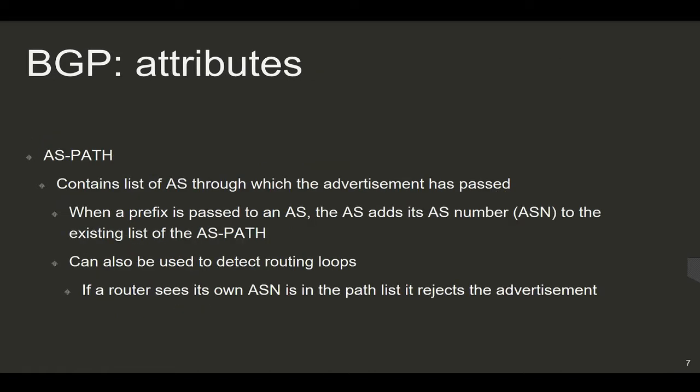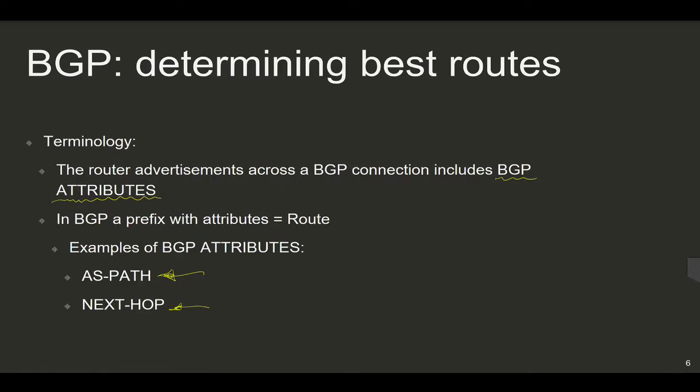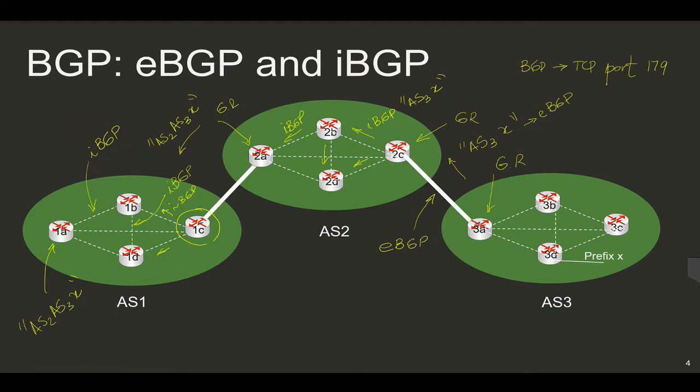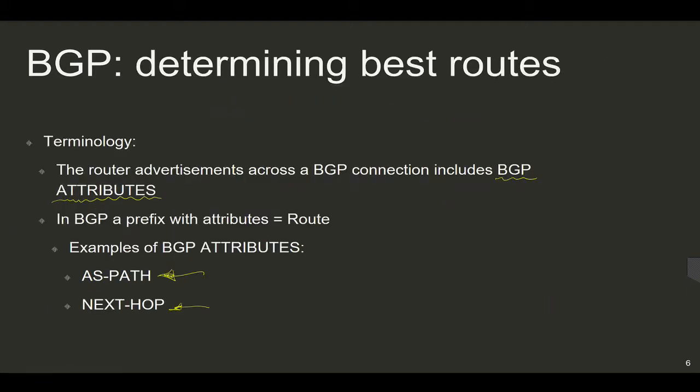So let's start with the autonomous system path. The AS path of a routing advertisement is going to contain a list of the autonomous systems through which the advertisement has passed. So when a prefix is passed to an autonomous system, that autonomous system is going to add its ASN number to the existing list in the AS path. So that's what we saw here. Remember when we said that autonomous system 2 is going to add its number to the advertisement that it got. It originally got AS3 X and it added to the list: AS2, AS3, X. So that's the autonomous system path.